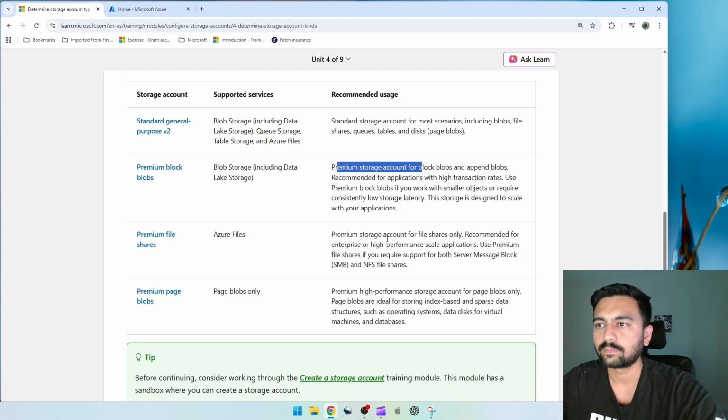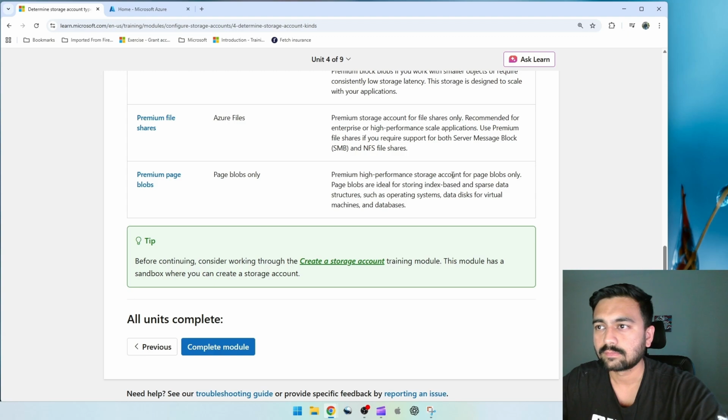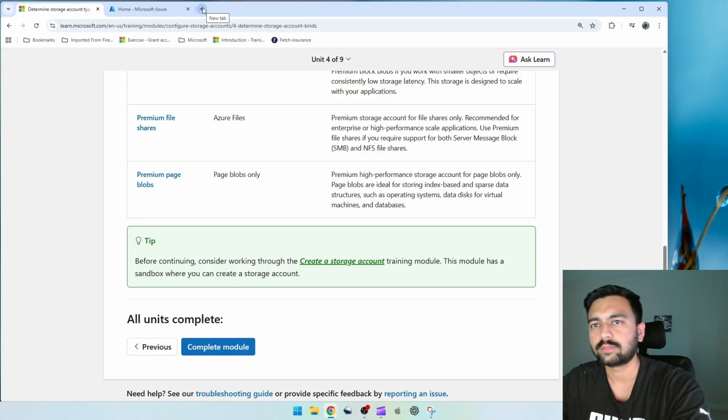Premium file shares are recommended for high enterprise or high performance scale applications. Use premium file shares if you require support for both Server Message Block and NFS file shares. So for enterprise or high performance scale applications, premium file share. Premium page blobs. Page blobs are ideal for storing index-based and sparse data such as operating systems. I did not understand what this means. Premium page blobs.